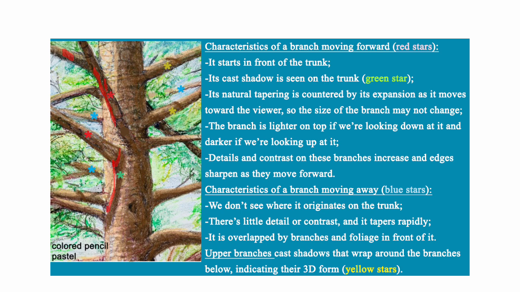For a branch moving away, which I marked in these blue asterisks, they taper quickly, and they're affected by atmospheric perspective, so they get lighter with softer edges and a decrease in details and contrast. We don't see where they originate, and they are overlapped by branches and foliage in front of them. Upper branches cast shadows like these that wrap around the branches below, indicating their 3D form.